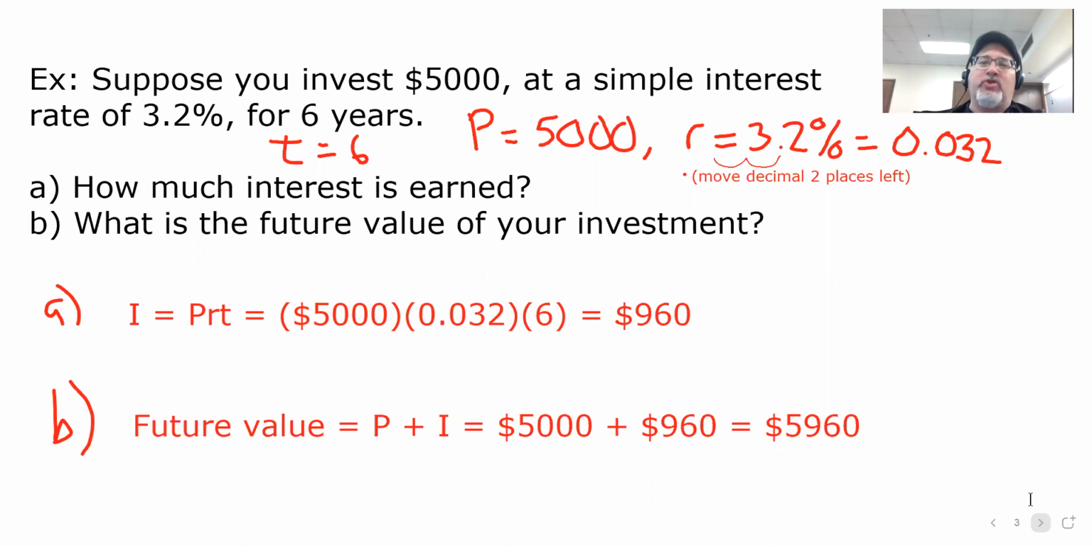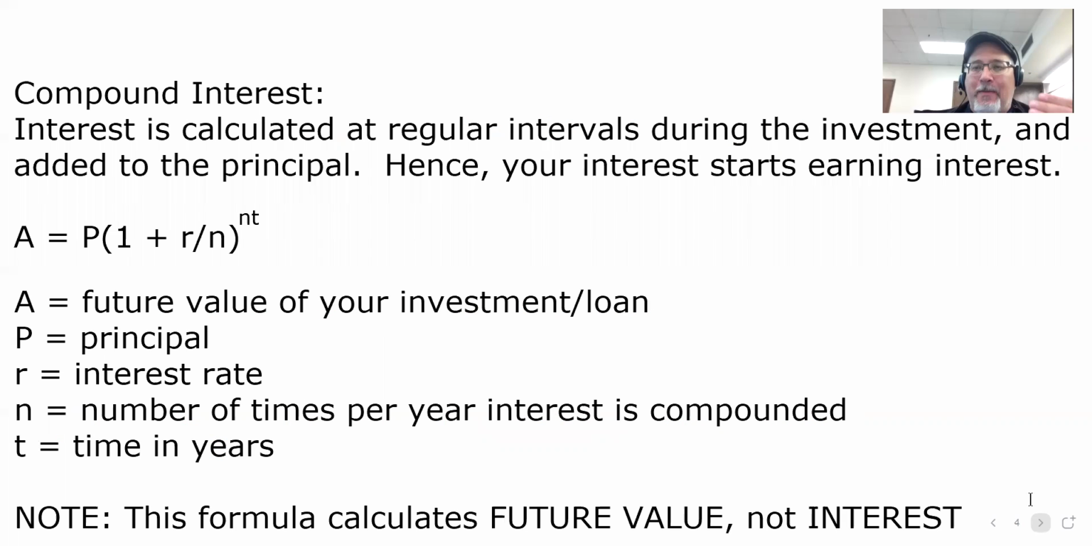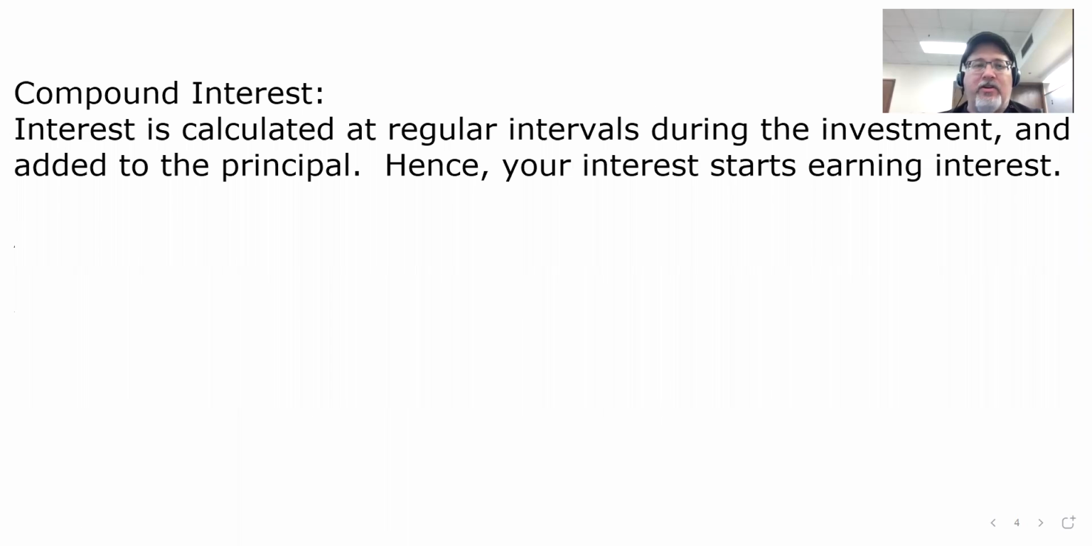Now, the second type of interest we're going to talk about is called compound interest. Now, don't be intimidated by the words or the number of letters and stuff. In fact, let's just cover that up so that you're not all panicky yet. Okay, there it is. All right. Interest is calculated at regular intervals during the investment and added to the principal. Hence, your interest starts earning interest.